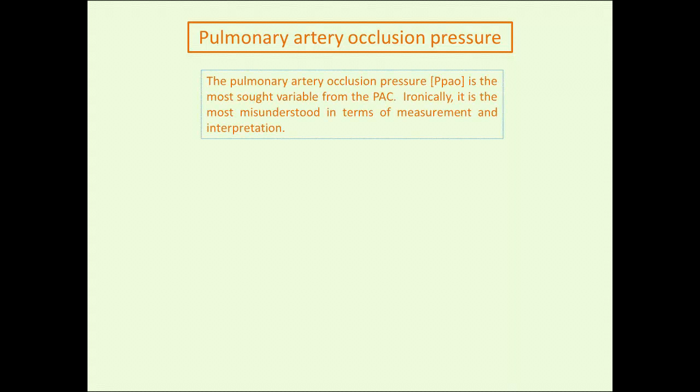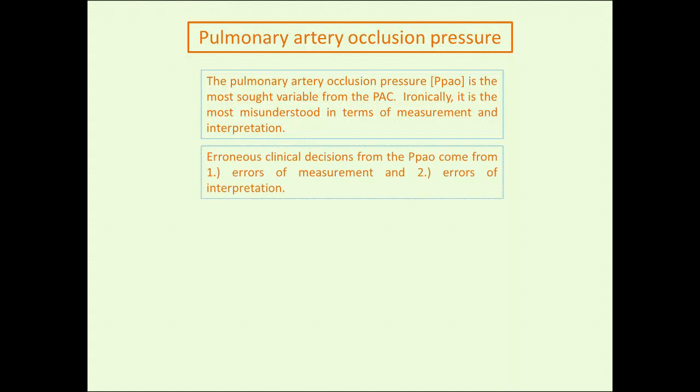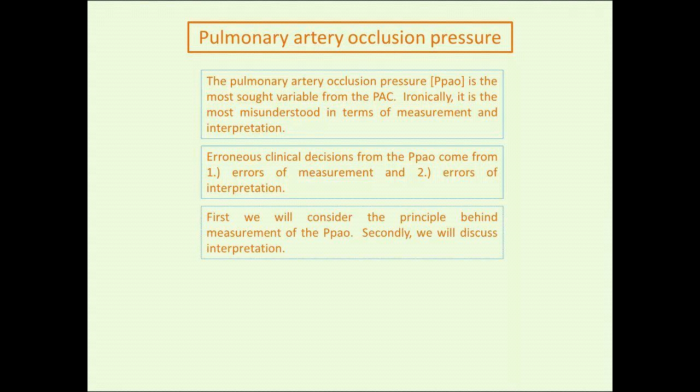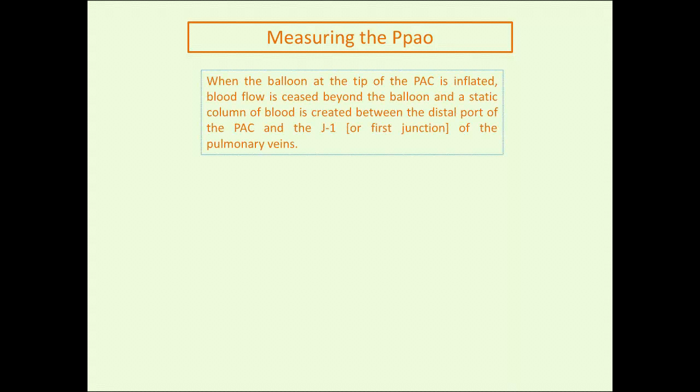So you'll see this abbreviation, P subscript PAO, which is the pulmonary artery occlusion pressure. As I mentioned, it is fraught with problems, but it is still a useful measurement in certain clinical situations. Erroneous clinical decisions come from the occlusion pressure in both errors of measurement and interpretation, as I mentioned. I will discuss these in turn. We'll discuss the principles behind measuring an accurate pulmonary artery occlusion pressure, and then I will discuss problems with interpretation of just exactly what the pulmonary artery occlusion pressure means.